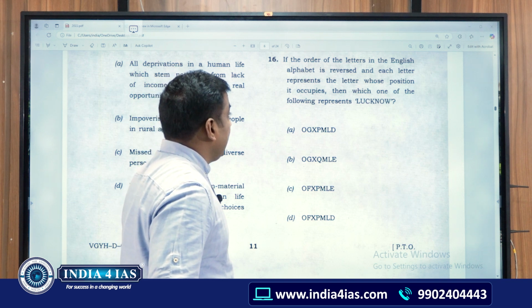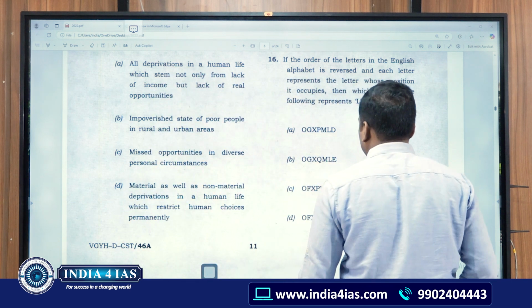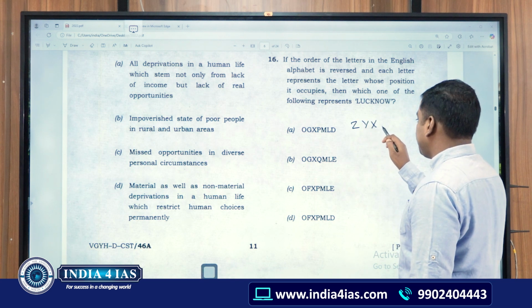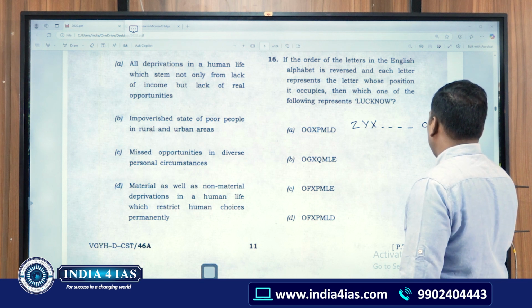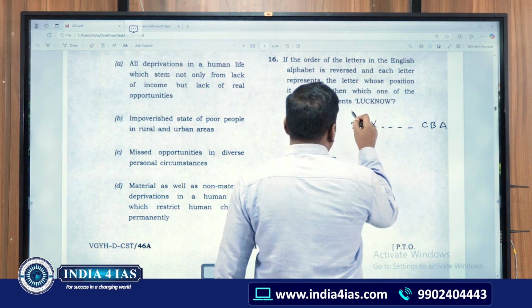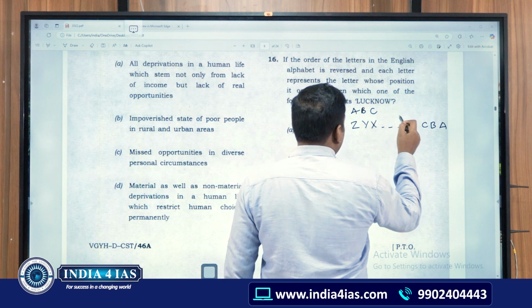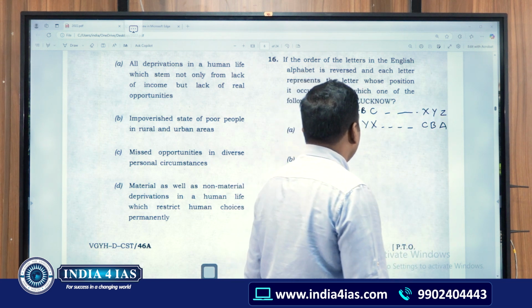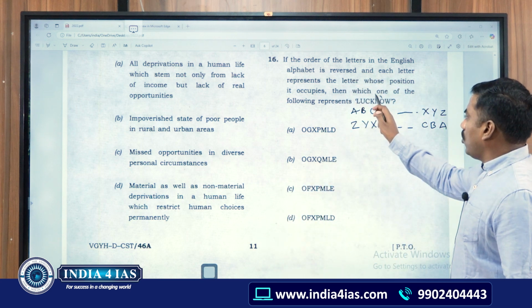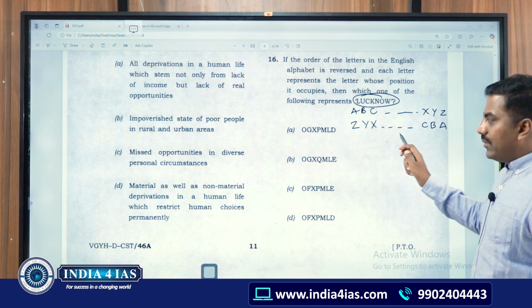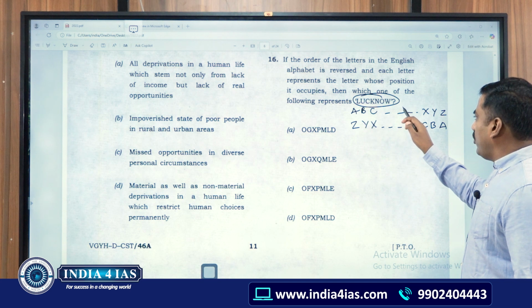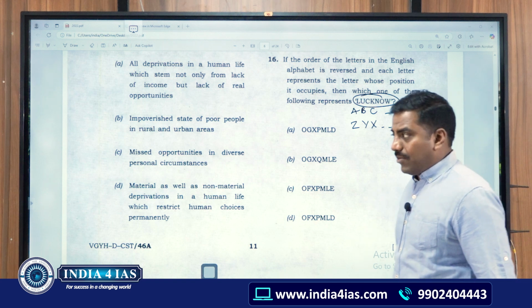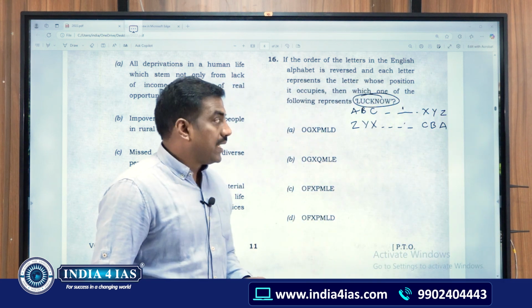If the order of the letters in the English alphabet is reversed, that means we are starting from Z, then Y, X, and we end up writing C, B, A. But earlier, the normal order is A, B, C, and we end up in X, Y, Z. Now, if you want to write Lucknow in this order, where do we get L? The same position. You have to see here and write that number. For this, you have to apply one particular trick.